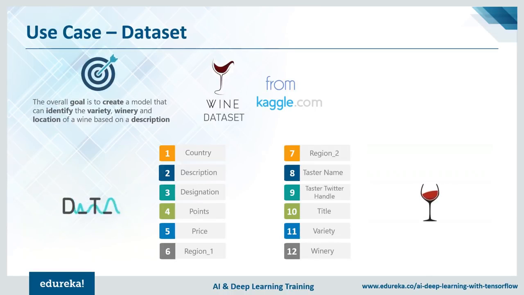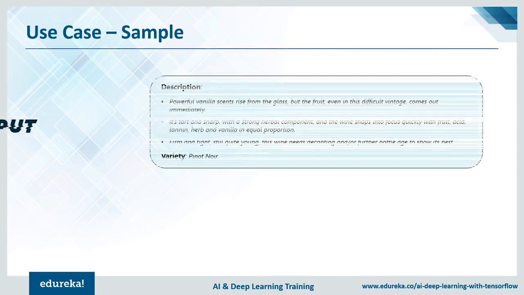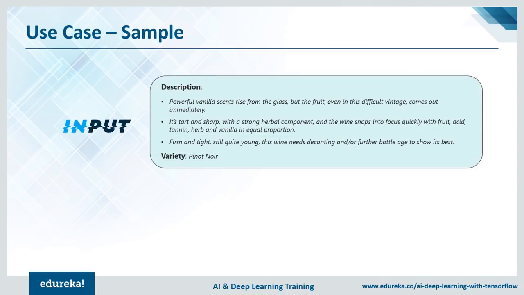Guys, the overall goal here is to actually create a model that can identify the variety, winery and the location of a wine based on the description alone. And this dataset offers some really great opportunities for sentiment analysis and other text related predictive models as well. So now that that's clear, we need to take a look at the sample data case. Here we have a description for the wine such as scent, if it's tart, firm or needs more decanting, etc. So this forms our input for the model, guys. And the output our model provides just from all of this textual information is the pricing that it predicts. How cool is that, guys?